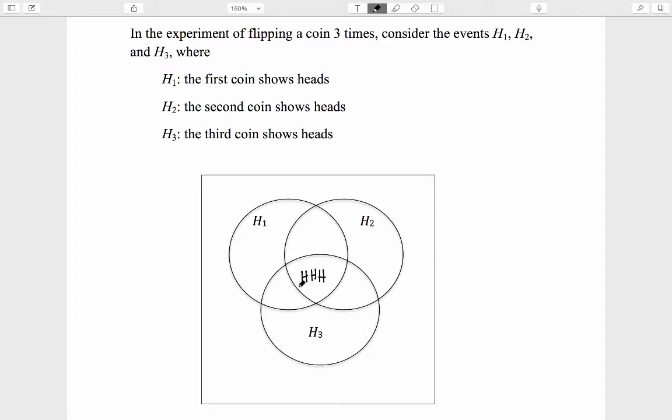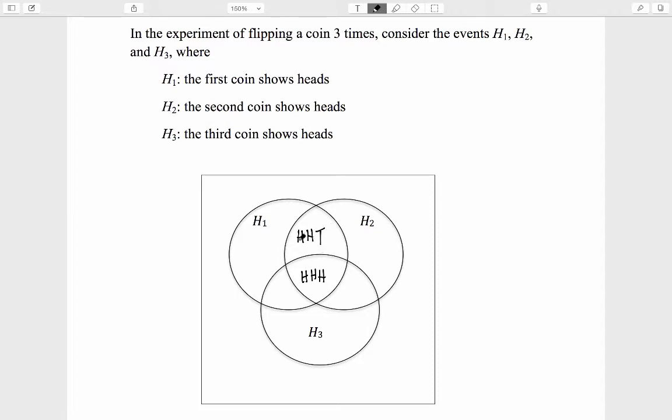Heads on the first flip gets you inside the H1 circle, heads on the second flip gets you inside the H2 circle, heads on the third flip gets you inside the H3 circle. How about this region here? What could possibly live in this region here? It's inside the H1 circle, it's also inside the H2 circle, but it's outside the H3 circle.